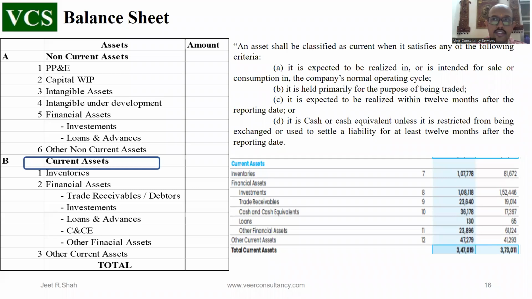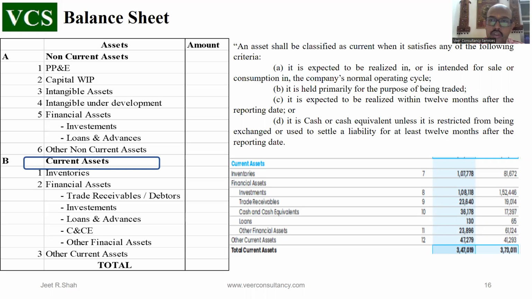Next, we come to current assets. Now, what are current assets? An asset shall be classified as current when it satisfies any of the following criteria. First, it is expected to be realized in or is intended for sale or consumption in the company's normal operating cycle. It is held primarily for the purpose of being traded.